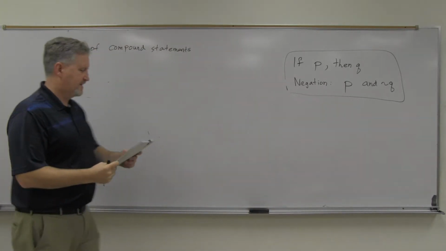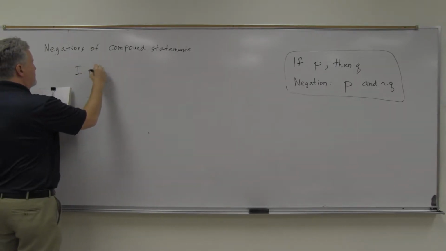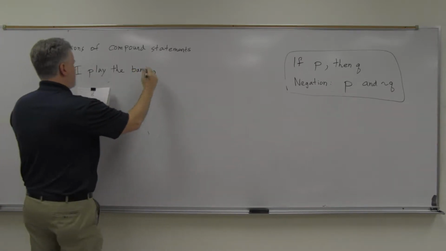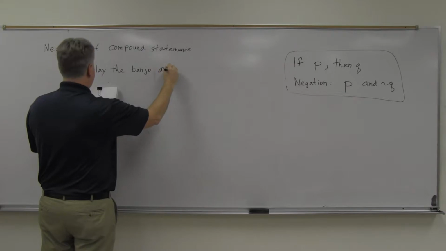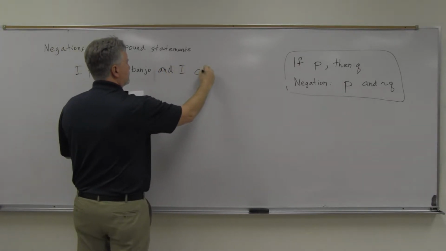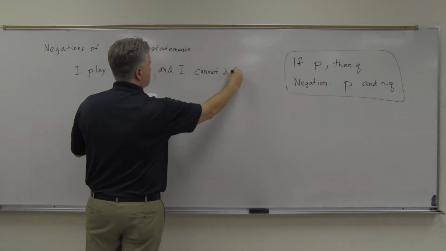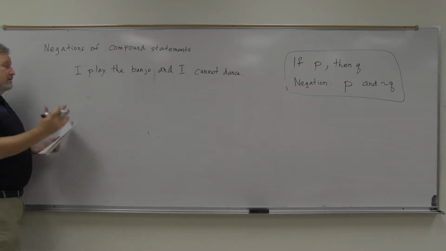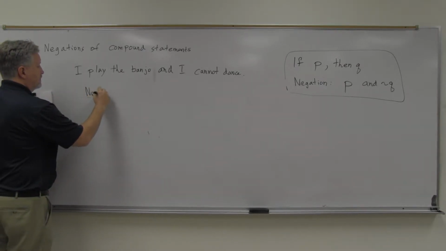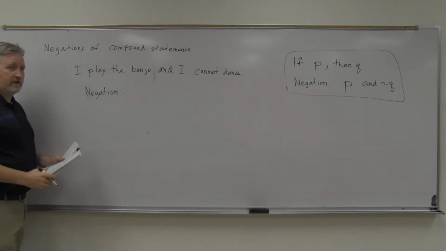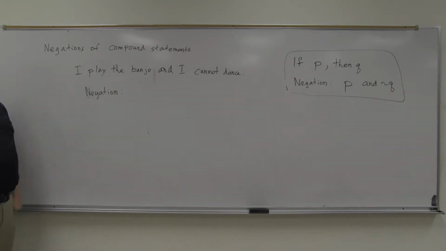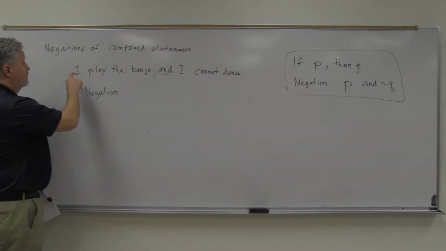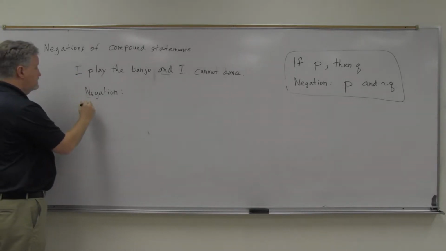Okay, so let's say I've got this thing. I play the banjo and I cannot dance. So for this, I want to do the negation of that. Well, I play the banjo and I cannot dance. Well, it's an and statement. So in the and statement, you just negate each component. So negate this. I do not play the banjo.